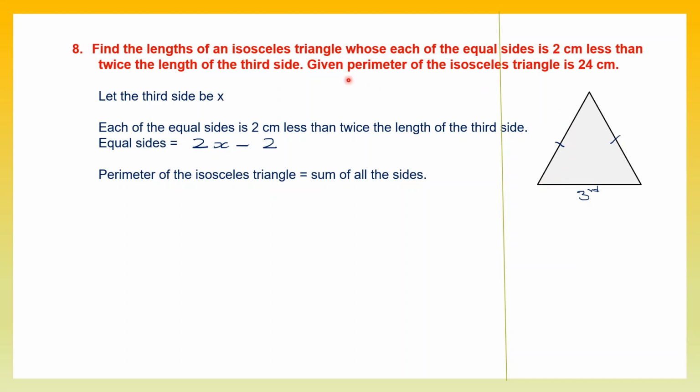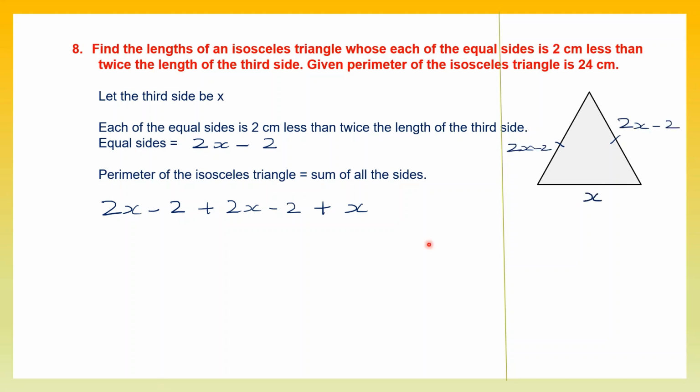In the question it says the perimeter of the isosceles triangle is 24 centimeters. So add up the first side, second side and the third side. It should be equal to 24 centimeters. Which is the first side? 2x minus 2. Which is the second side? Again 2x minus 2, and the third side is x.